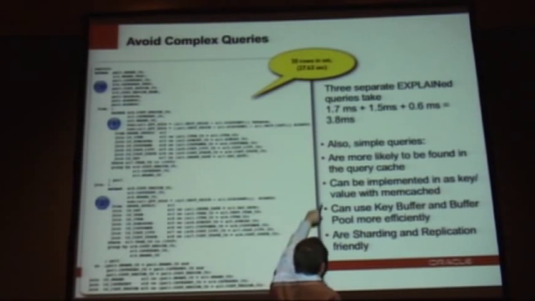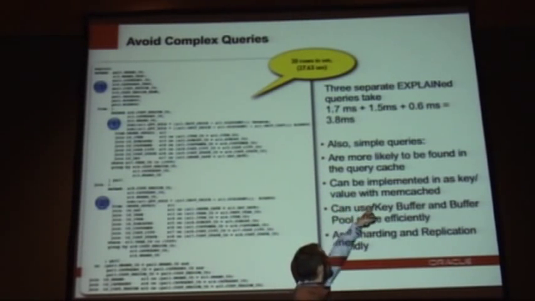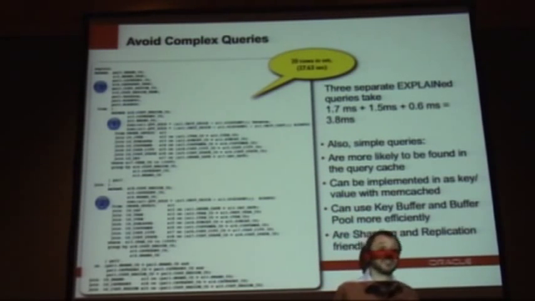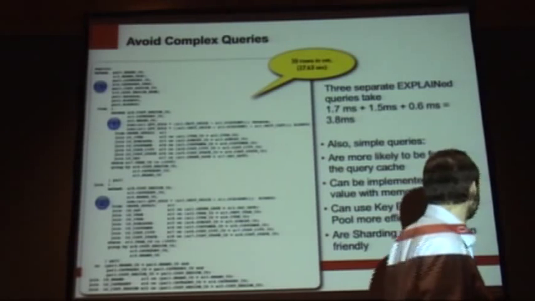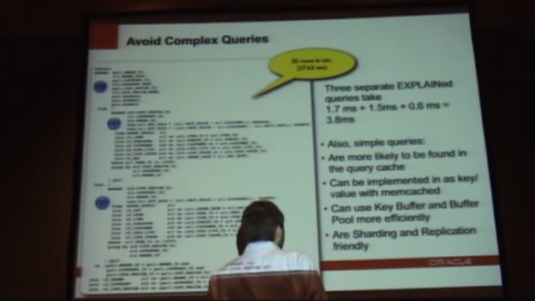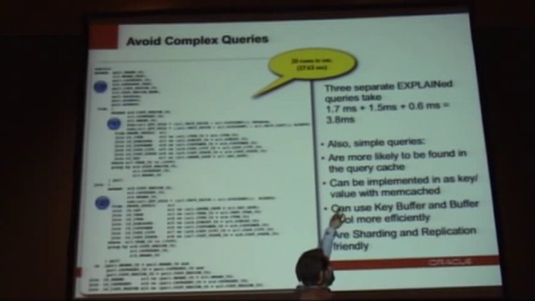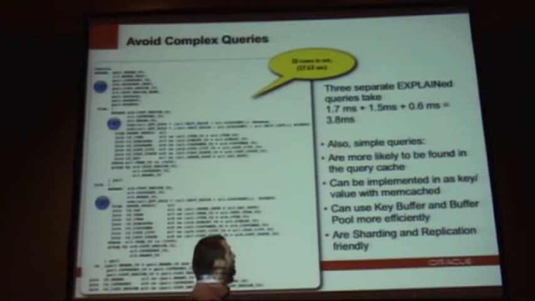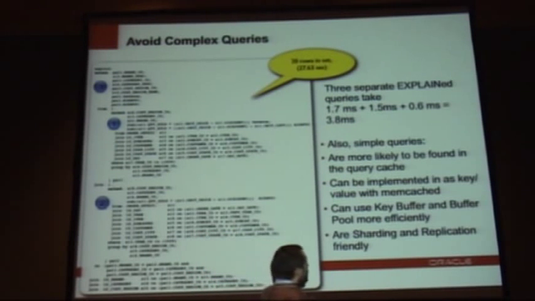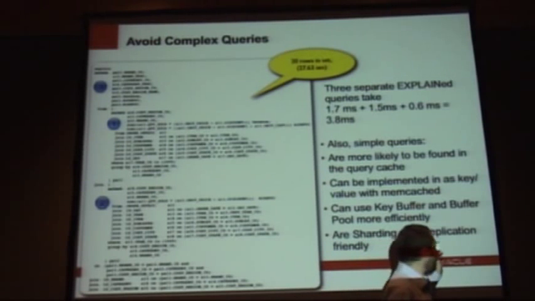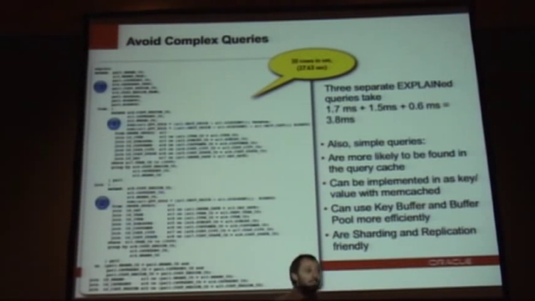And there are some interesting side effects. The queries are more likely to be found in the query cache, so they are immediately available. You don't need to run them again and again. You can use memcached, we will see later what I mean, but you can apply a typical key value approach and find this information directly in a memcached server. And of course the buffer pool and the key buffer are more efficient. You can also replicate this data. These queries are more, let's say, replication friendly. And again, I have a couple of slides where you can find what I mean here.